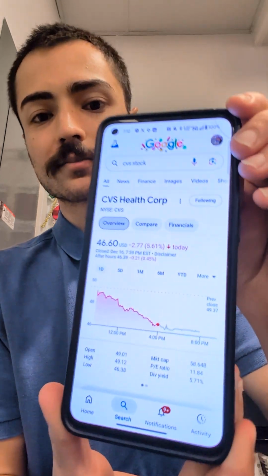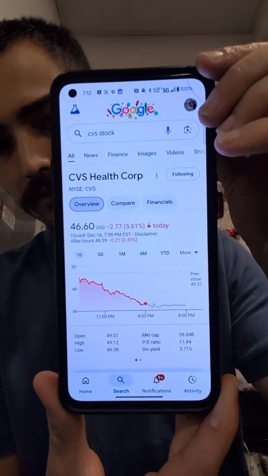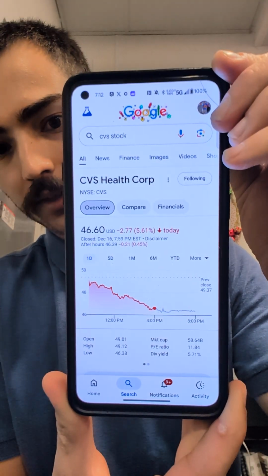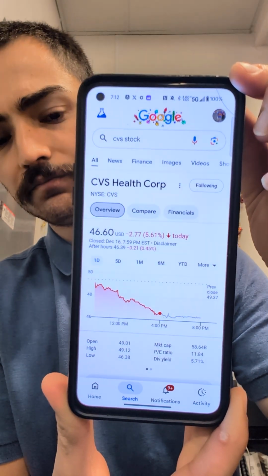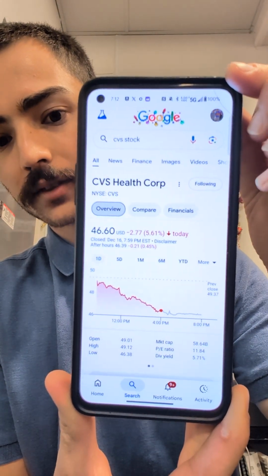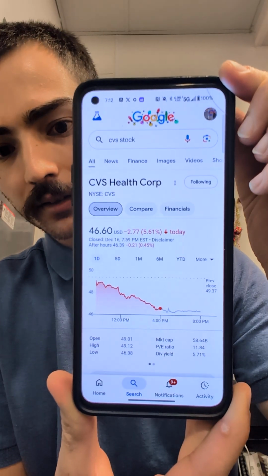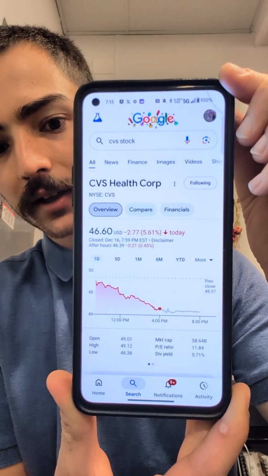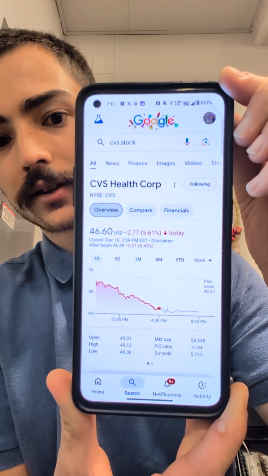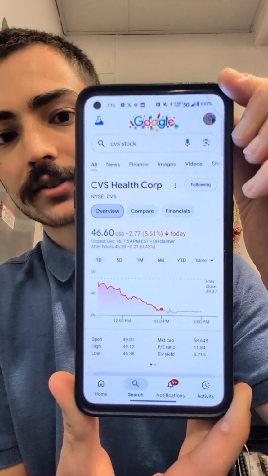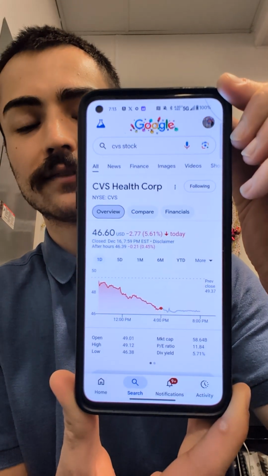I'll show you guys. It might not look the best, but this is how I look to see what the price of a single stock, or a share, is. This will show you the high, the low, the open for the day. It'll also show you the market cap, the PE ratio, and the dividend yield. As you can see, it's right on Google. I just typed in CVS stock, and I get all that information.